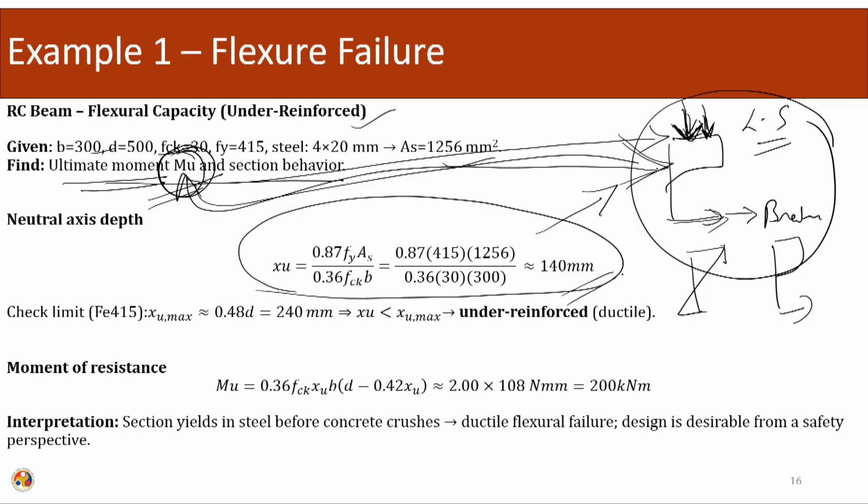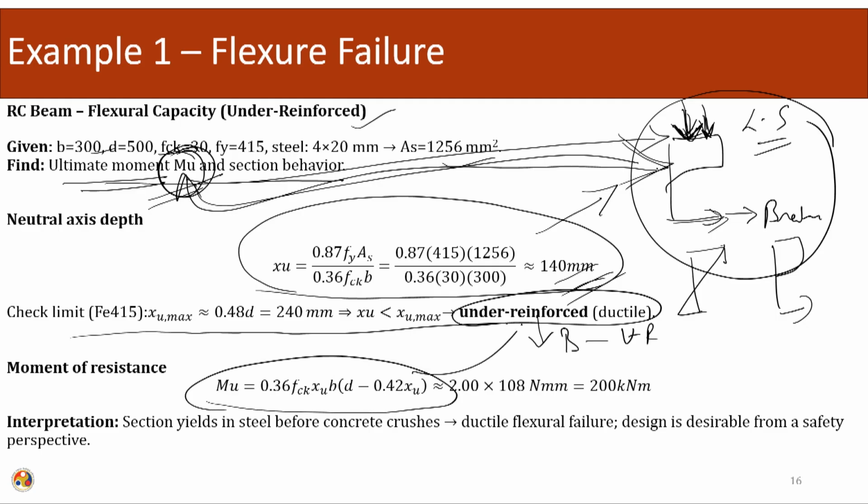So, this is the equation for the neutral axis. We calculate the neutral axis depth. We check the limit such that the section remains unreinforced. Normally, we design for a balanced section or an unreinforced section. And using this equation, which corresponds to this particular state of stress, we calculate the moment capacity of the section.